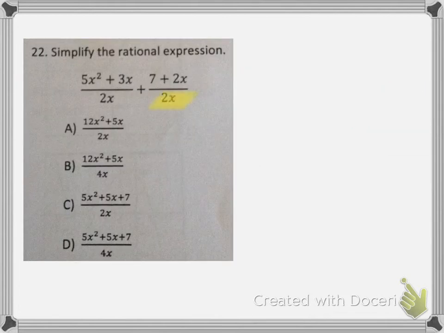Alright, here we're going to add fractions that have the same denominator already. Okay, that's easy enough. You just add the tops. So if I do this, I'll notice that I have the like terms of 3x and 2x, and that's why this is my answer here. The bottom should stay the same.